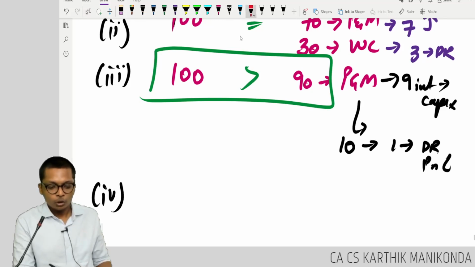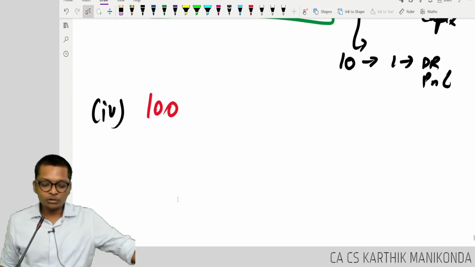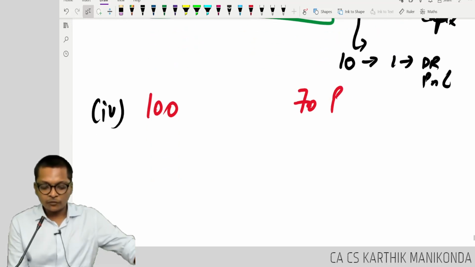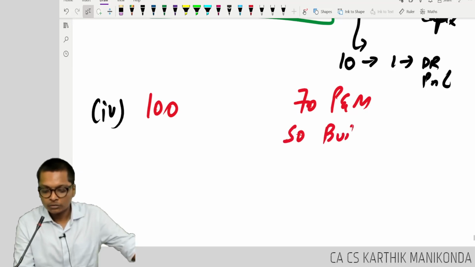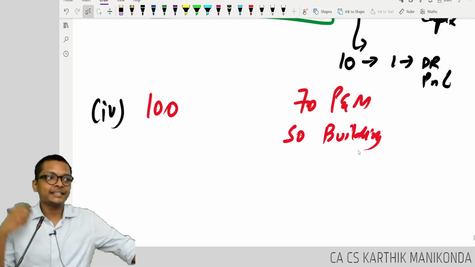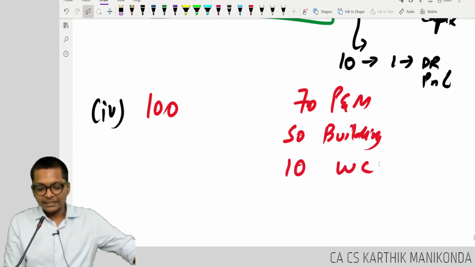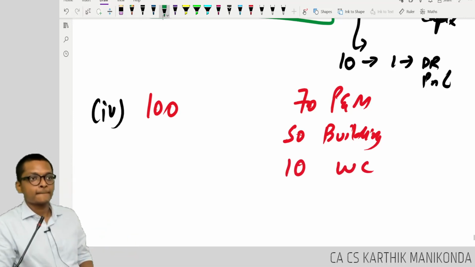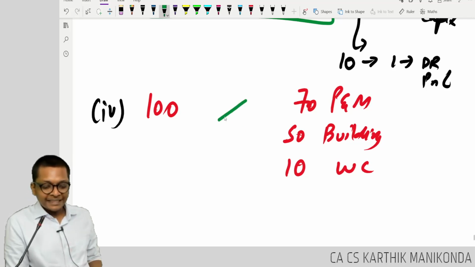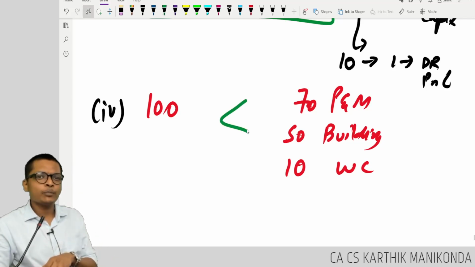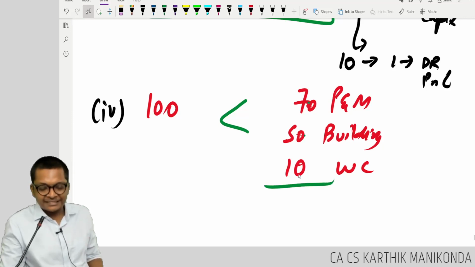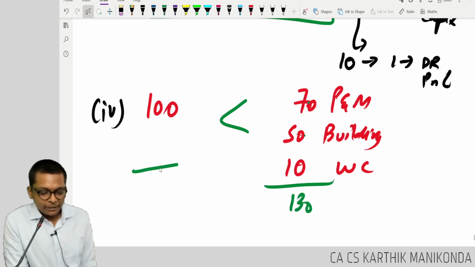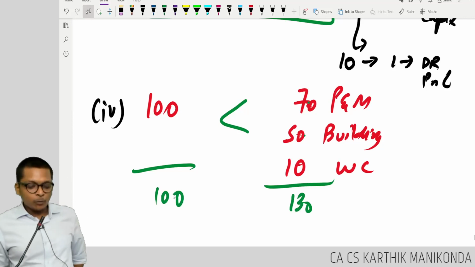Case 4. Loan is 100. My usage is like this. 70 is for plant and machinery, qualifying asset. 50 is for building, qualifying asset. 10 is for working capital. Now what to do? Usage is more than loan. Are you following? My usage totally 70 plus 50 plus 10, how much? 130. But loan is only 100. Sir, what about the remaining 30?